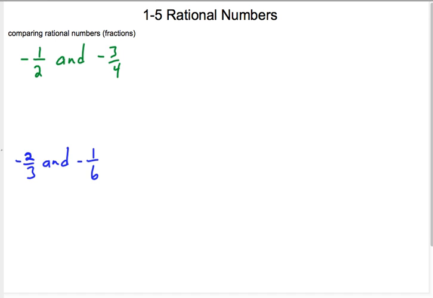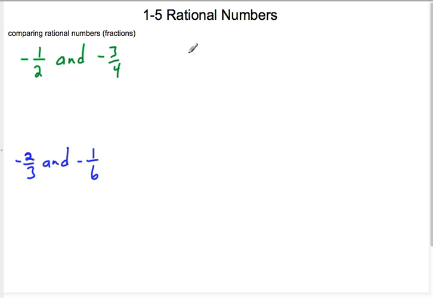Hello, in this video we're going to do some more comparing of rational numbers and decimals, except this time we're going to throw some negative numbers in there. So our first problem we're going to work on here is comparing negative 1/2 and negative 3/4. Usually when you hear the word compare, they want a less than, greater than, or equal sign.